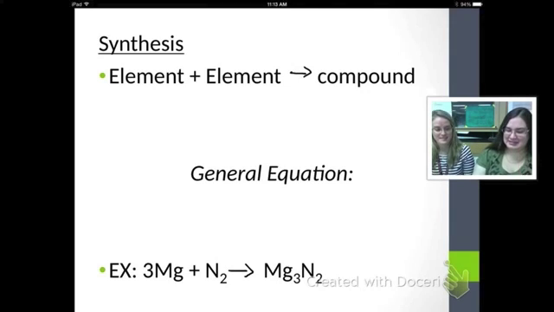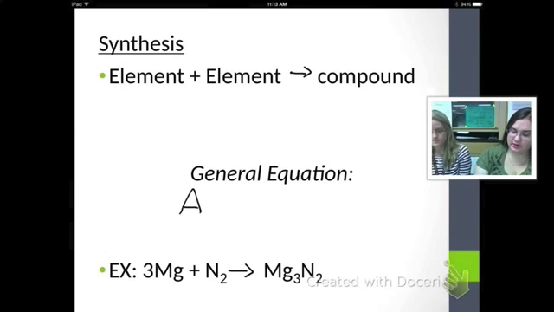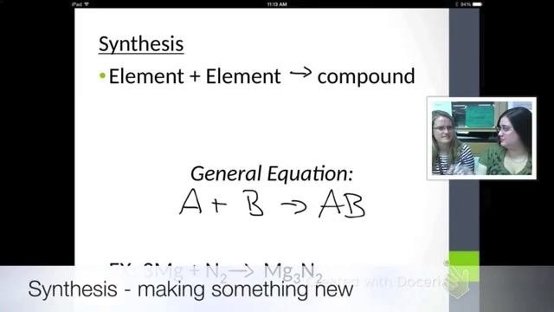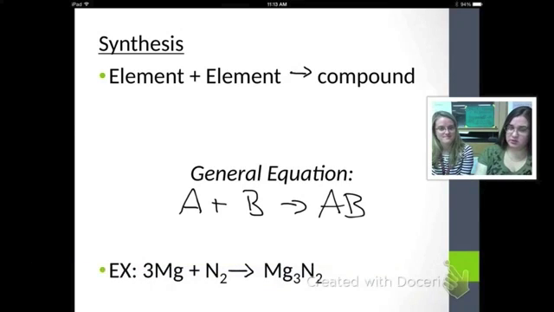synthesis. Okay? Synthesis. So our first general thing, just a general word equation, is that it is an element plus an element makes a compound or yields a compound. And we want to write a general equation for this, meaning that we want to substitute letters instead of words. Right. So we have element A, element B, make a compound AB. Okay. Looks pretty simple. Because synthesis means making something new, like photosynthesis. We're putting them together, making something new. So we put two of them together and made something new.